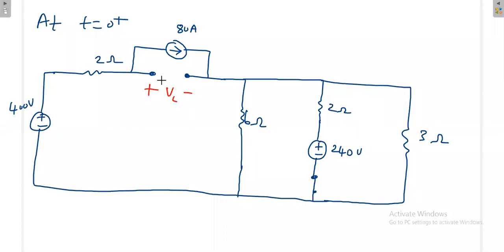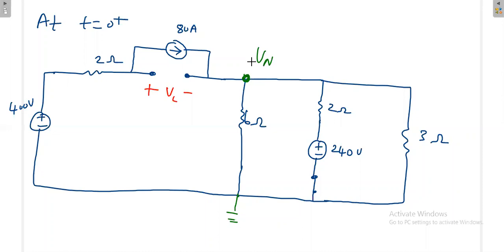How to find it? This is 400 volt. Then what will be the voltage here? And again 80 amperes current is flowing here. Then what will be the voltage of this one? That is the question. For that, you need to know the nodal voltage. Nodal voltage is the voltage with respect to ground. Once you calculate this nodal voltage Vn, then you can easily calculate.